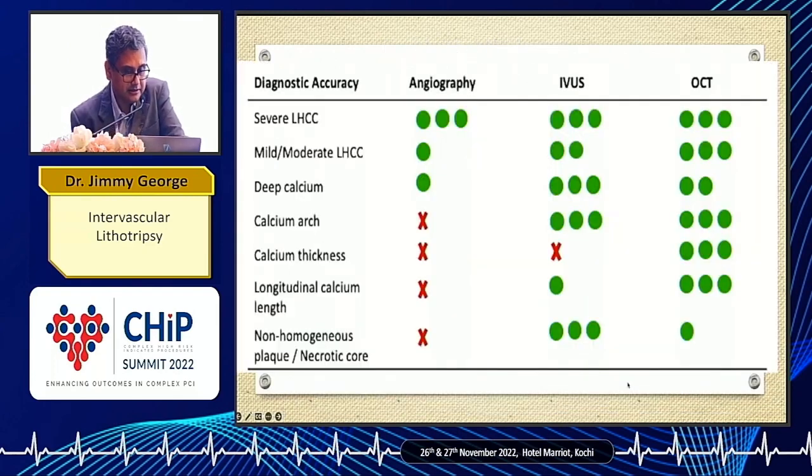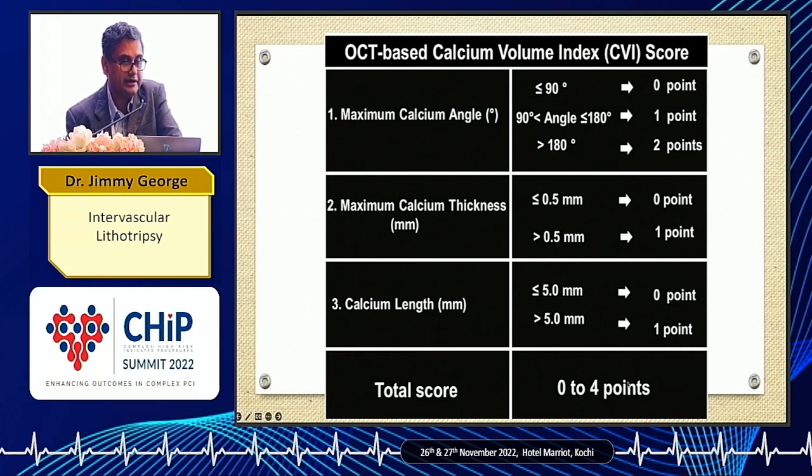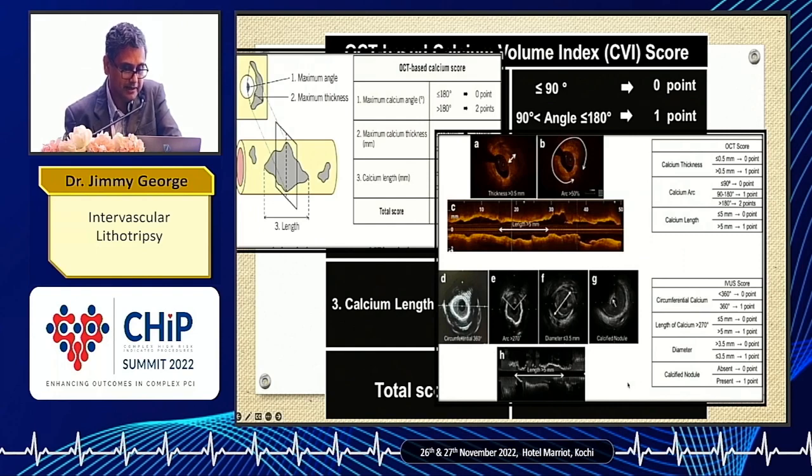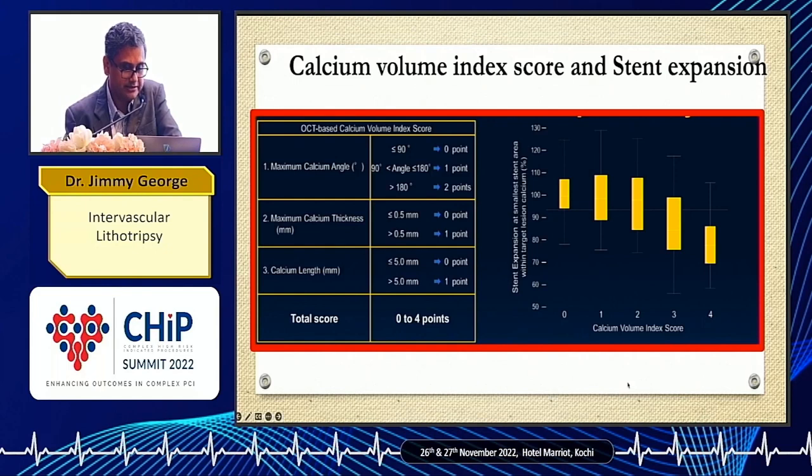The importance of IVUS and OCT is the thickness as well as the arc of calcium. You see that OCT gives a better thickness as shadowing is not there as you see in the IVUS. And the rule of 5, everyone knows: when you have an arc of calcium more than 90 degrees, a thickness of 0.5 and a length of more than 5, then definitely the score increases. Even the IVUS also has a scoring system which also looks at the arc of calcium. And once the score increases, stent expansion comes down, and that's what you see. So you need to prepare the plaque before deploying the stent for better results.